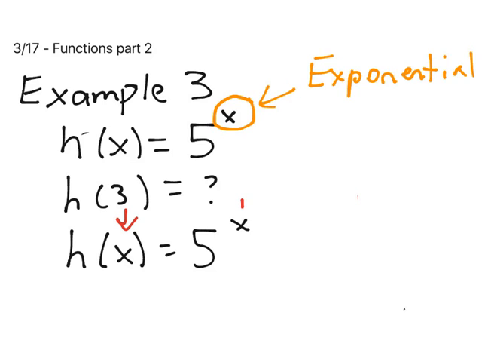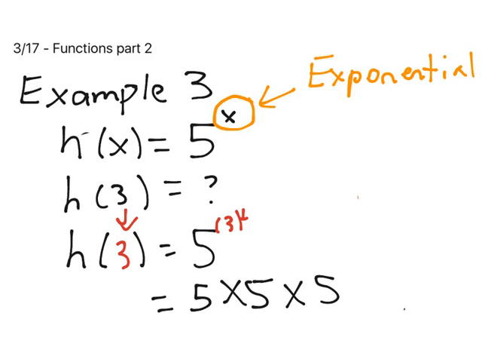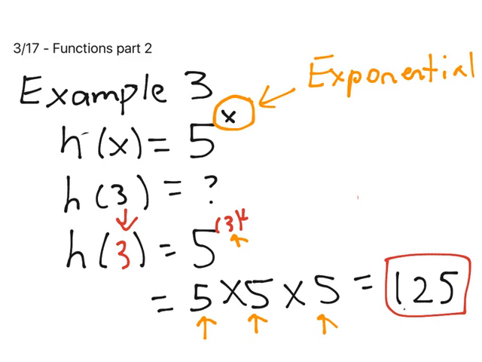We see that x is 3, so I'm going to erase and replace with my 3. Is 5 to the third power, which means 5 times 5 times 5. 3 of them. Third power. So 1, 2, 3. 5 times 5 times 5 is 125. And that's the answer.